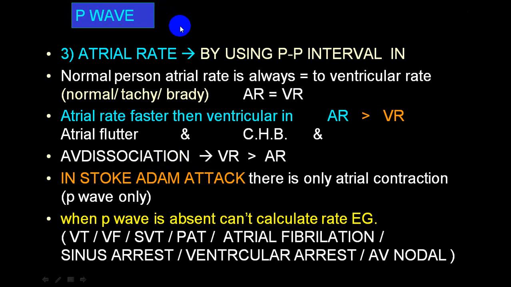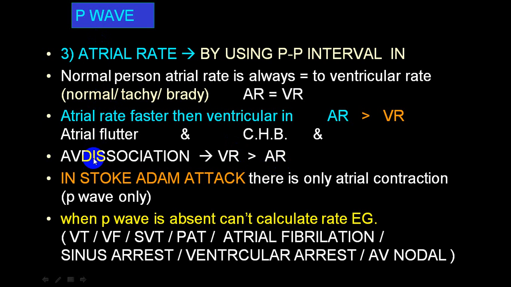Now we try to calculate the PP interval. I have already told you the atrial rate is always equal to the ventricular rate. Whenever the atrial rate is equal to the ventricular rate, by and large it is a sinus rhythm. If the atrial rate is faster than the ventricular rate, it is very common in atrial flutter, depending upon the type of block, variable block or a fixed block. And in case of complete heart block, the atrial rate will be faster than the ventricular rate. While in case of an AV dissociation, the ventricular rate will be faster than the atrial rate.